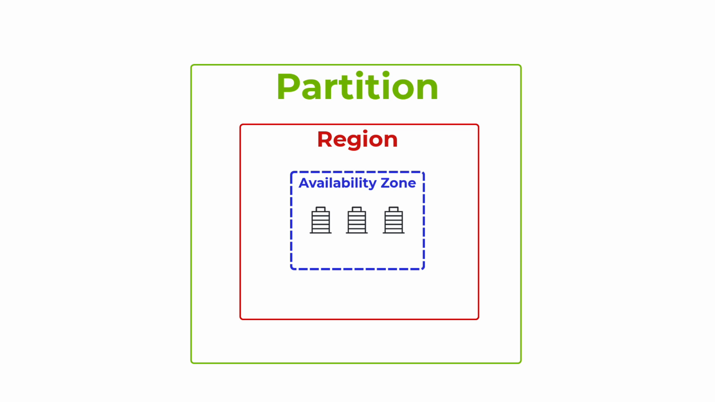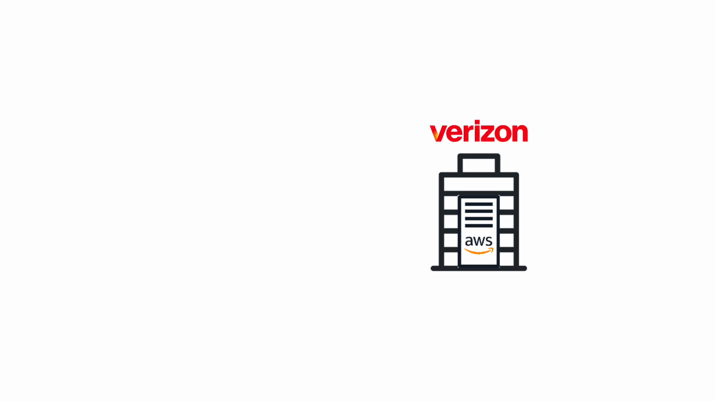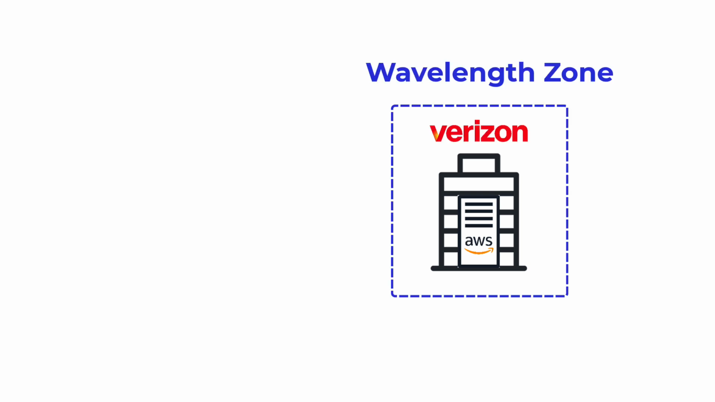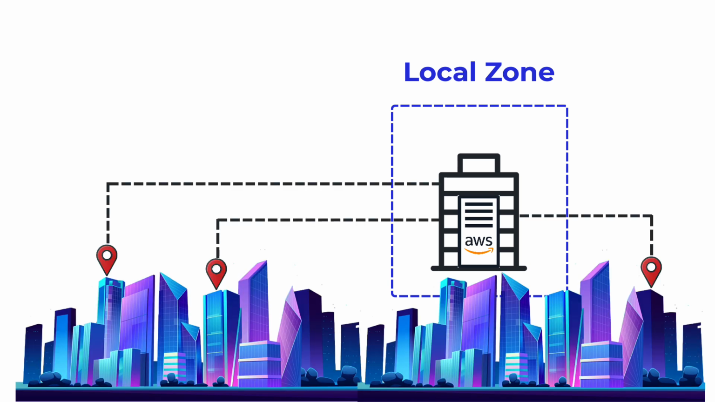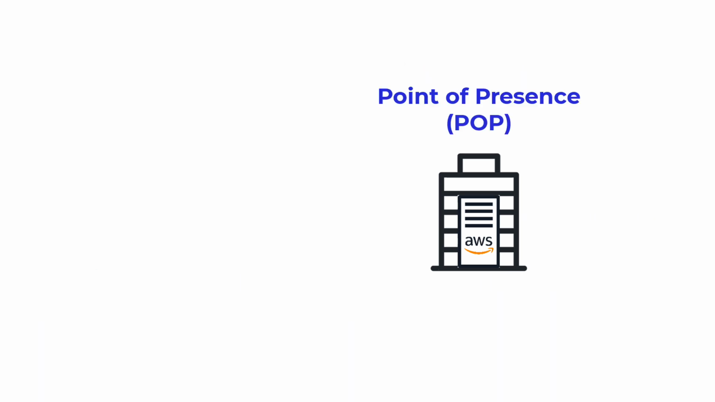AWS computers are sometimes placed in data centers that are not wholly owned and operated by AWS. For example, some AWS computers are housed inside a telecommunication data center like Verizon. This is called Wavelength Zones. You may want to use this for mobile games that need fast connection via a 5G network. Another example is a Local Zone, where AWS computers are placed inside a data center near a populated place like a large city. AWS also places computers in a data center known as a point of presence, or POP.